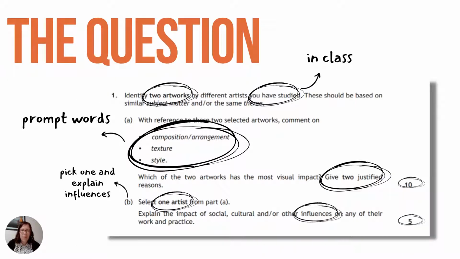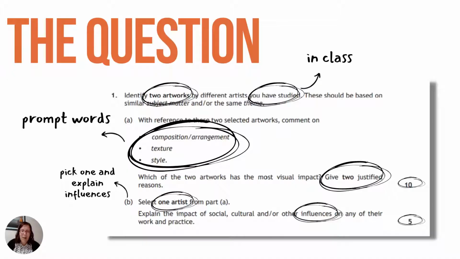So, the first part of the question is asking us to talk about 2 artworks. That might be 2 paintings or 2 sculptures, but you will have studied these in class. It's really important that you know them inside out. Then you will be asked 3 prompt words. This is the surprise part of it. There are lots of different prompt words, but the question will only ask you about 3. So it's important that you have a good knowledge of all of them so that you can respond to the ones that are picked.